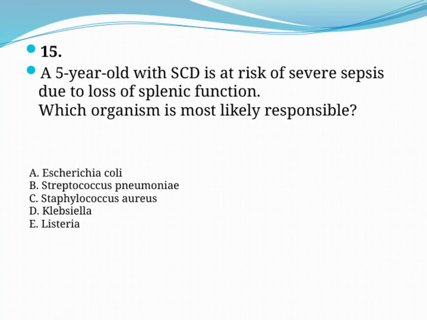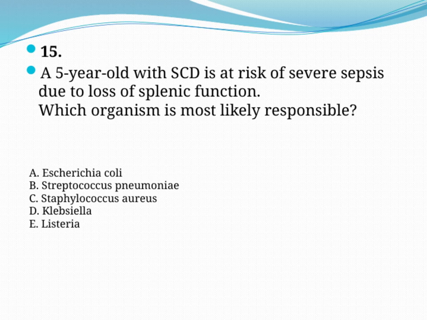Now, let's consider a scenario involving a 5-year-old child with sickle cell disease, or SCD. Because of their condition, they have a higher risk of developing severe sepsis, primarily due to the loss of splenic function. The spleen plays a critical role in filtering bacteria from the blood, especially encapsulated organisms. So, when we think about which organism is most likely to cause severe sepsis in this context, we need to focus on bacteria that are particularly problematic for individuals without a fully functioning spleen.